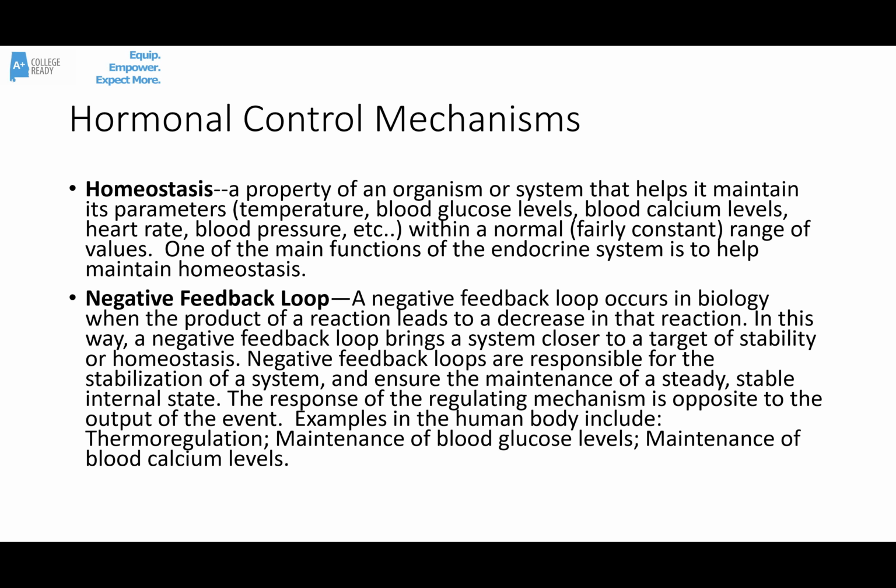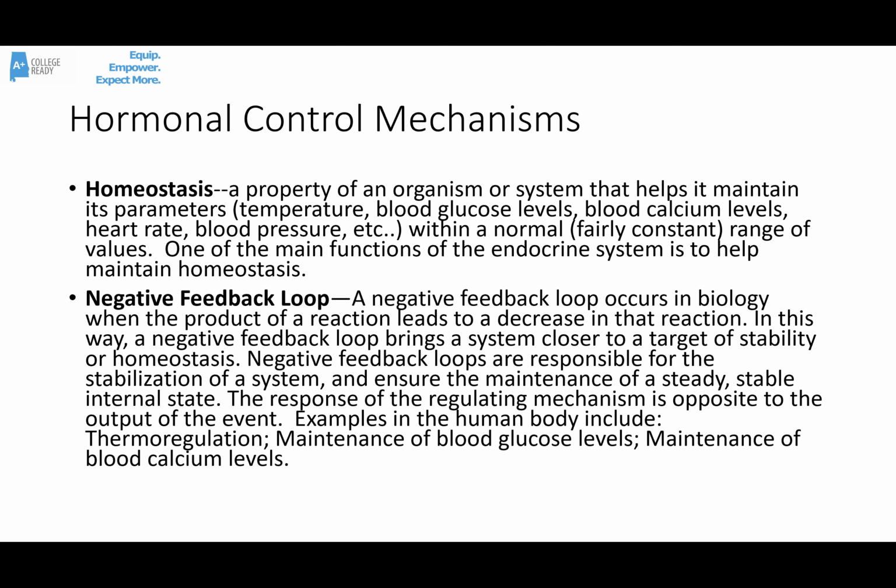So while we're talking about the endocrine system, let's talk about some hormone control mechanisms. Most important thing to talk about here is homeostasis. So this is when your body has to maintain certain things within very specific parameters. Things like temperature, your blood glucose levels, your blood calcium levels, your heart rate, your blood pressure. So it's about keeping steady internal conditions. So one of the main functions of your endocrine system is to maintain homeostasis. And one of the main ways it helps to do that is through what are called negative feedback loops.